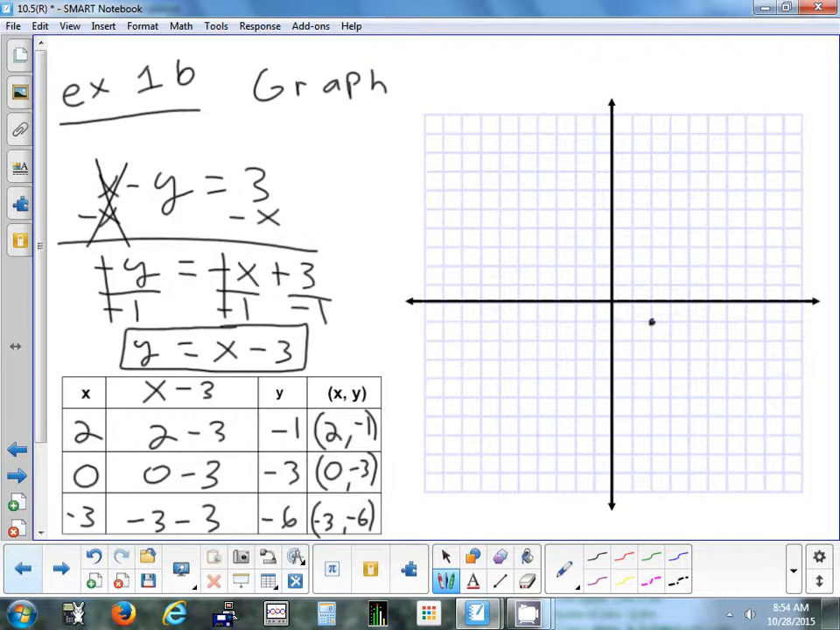Yep, start from the origin. Then go down 3. And that's it. Down 3. And the last one is left 3, down 6. Left 3.